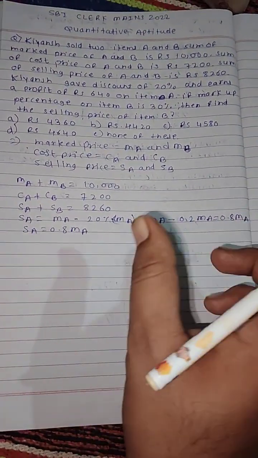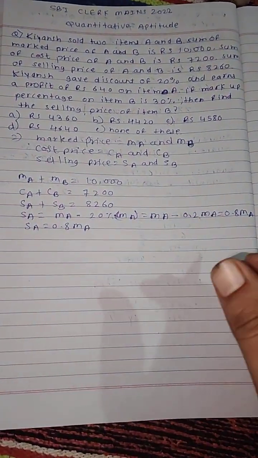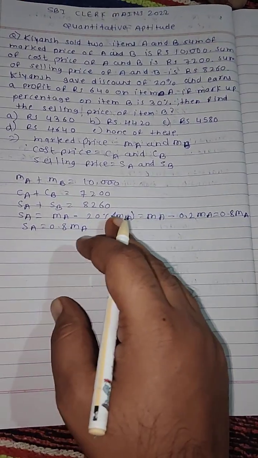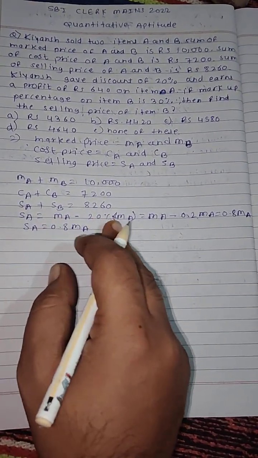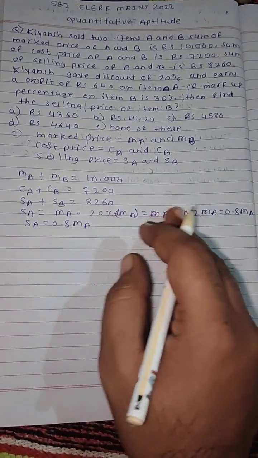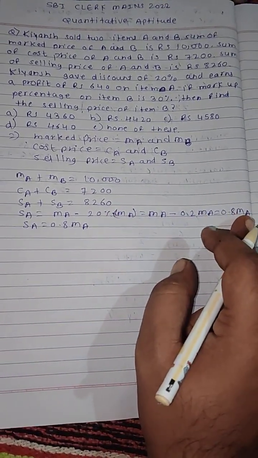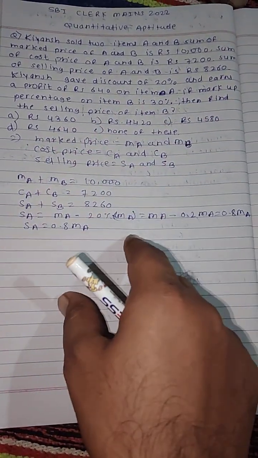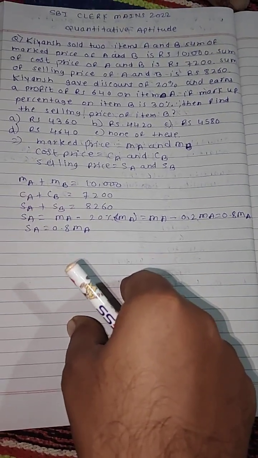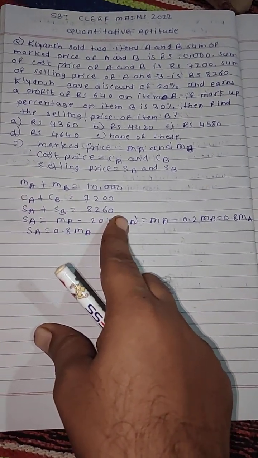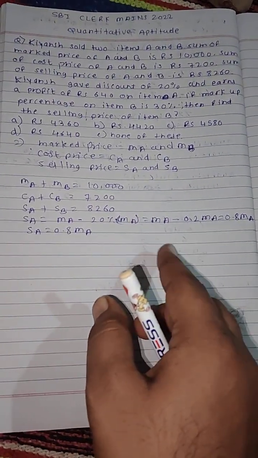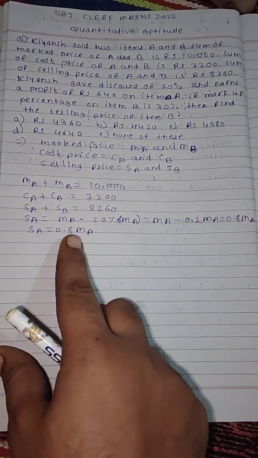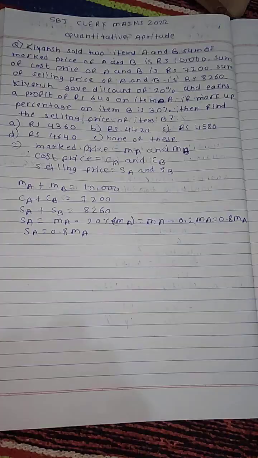So they have mentioned Kiansh gets 20% discount. 20% discount means that from the mark price, we need to subtract 20% of the mark price. So the mark price initially is MA, from which we subtracted 20%, which is 0.2 MA, so 0.8 MA. Like this also we can assume: the mark price is 100%, and he gave a discount of 20%, so after giving it will be 80% of the mark price. So 80% means 0.8 MA.